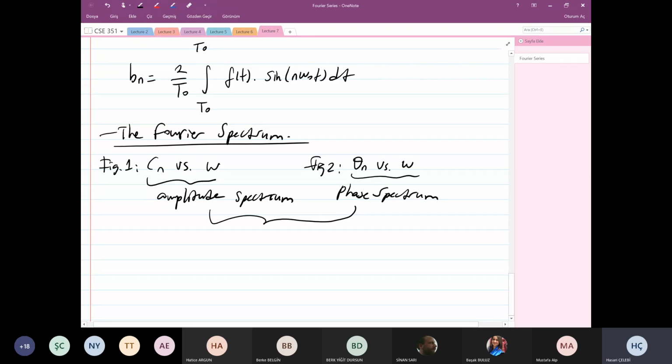And the combination of these is called the frequency spectra. So if I ask you to draw the frequency spectra of your Fourier series, you're going to draw two figures. The first figure, Cn versus omega, is the amplitude spectrum. The second figure is theta n versus frequencies, which stands for the phase spectrum, and the combination of these two figures is called the frequency spectrum.